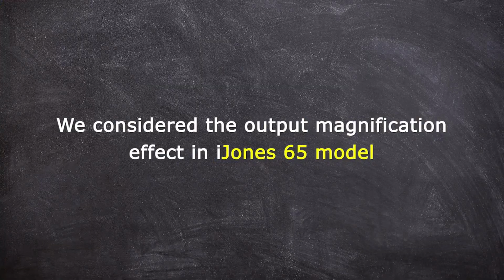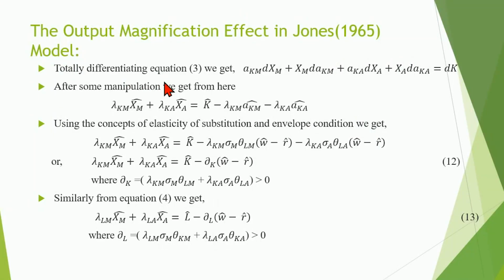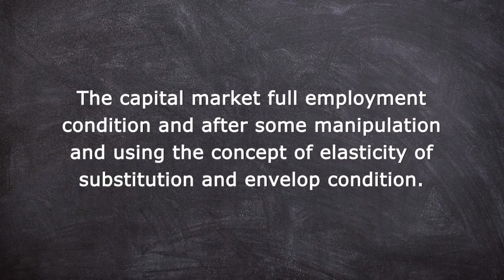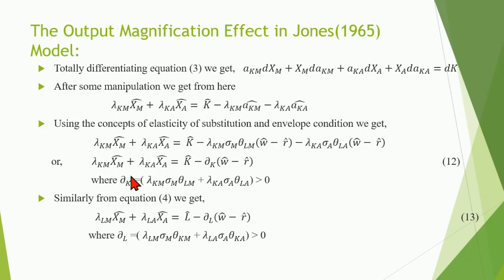Next we consider the output magnification effect in Jones 65 model. For that we first totally differentiate equation 3, that means the capital market full employment condition, and after some manipulation and using the concept of elasticity of substitution and envelope condition, we get this expression 12. That is lambda KM into XM hat plus lambda KA into XA hat is equal to K hat minus delta K into W hat minus R hat. Here delta has been considered in order to shorten the expression.